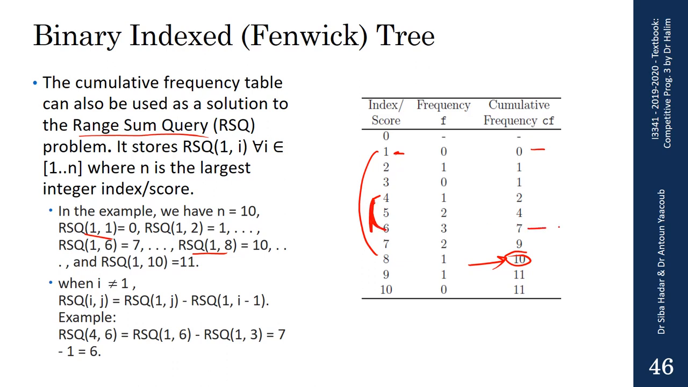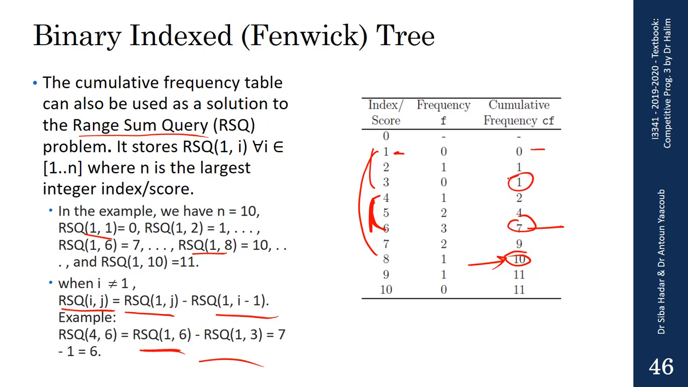I find the range sum query between 1 and 6, and then I subtract from it the range sum query of 3. So the range sum query between i and j is equal to the range sum query between 1 and j minus the range sum query between 1 and i minus 1. I need to subtract just up to the element before i. So the range sum query of 4, 6 is equal to the range sum query of 1, 6 minus the range sum query of 1, 3, which is 7 minus 1, equal to 6.